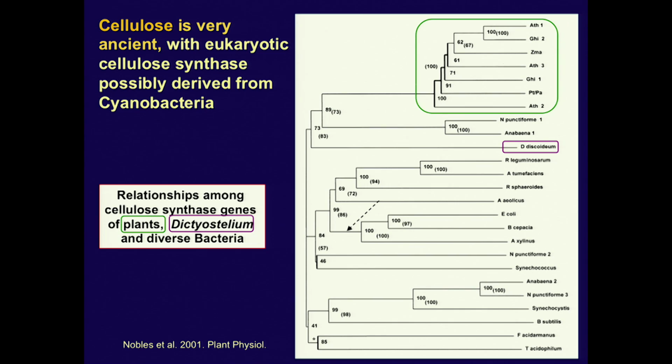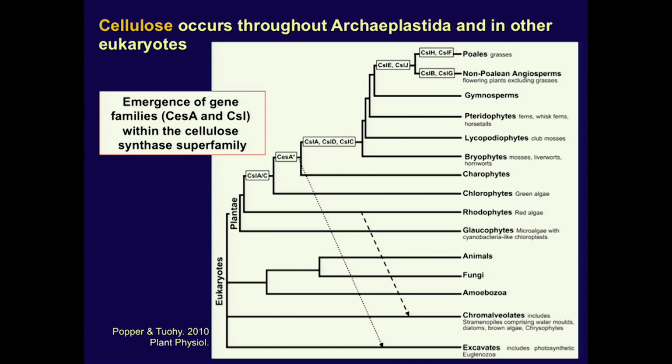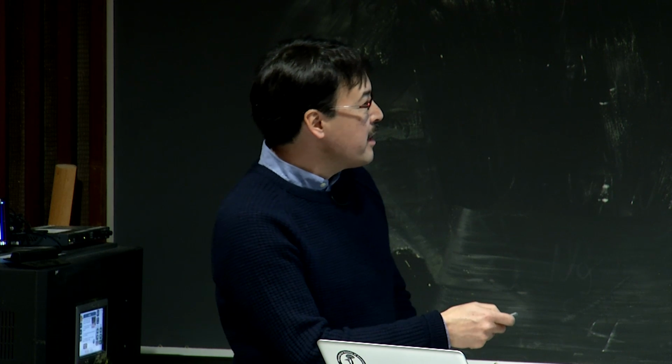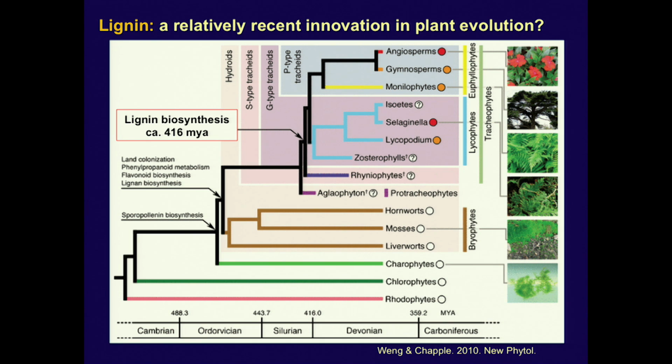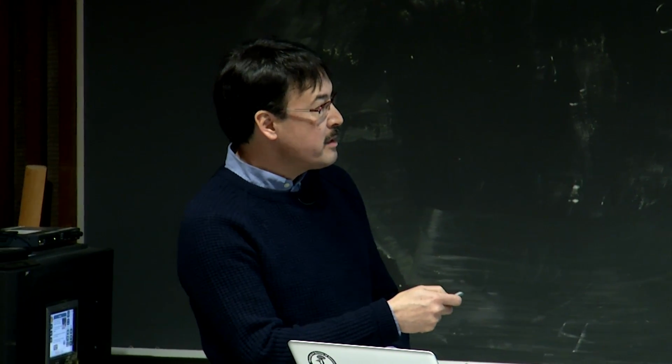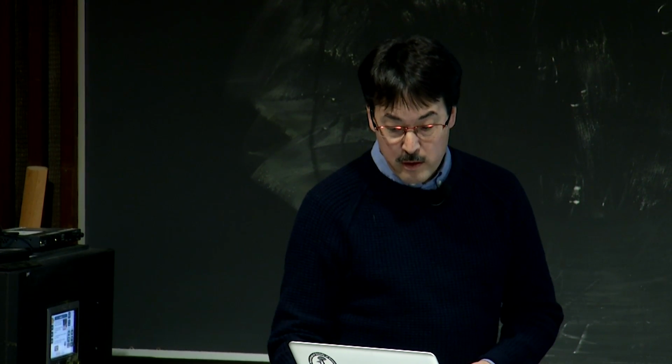Cellulose is really old. So this shows the origin of cellulose synthase genes in plants and dictee from various bacteria. This shows the occurrence of cellulose synthase families across the archaeplastids, the group that contains red algae, green algae, and plants, and then also transitioned into some other groups of eukaryotes. So cellulose, old. Lignin, also old, but less old. So we think maybe around 400 million years old, something like that, in the land plant lineage. Now there's also some suggestion that there might be some lignin synthesis in some red algae, but it's a fairly modest component and clearly of convergent origin. So this is really a relatively recent innovation limited to the tracheophytes as far as we know.